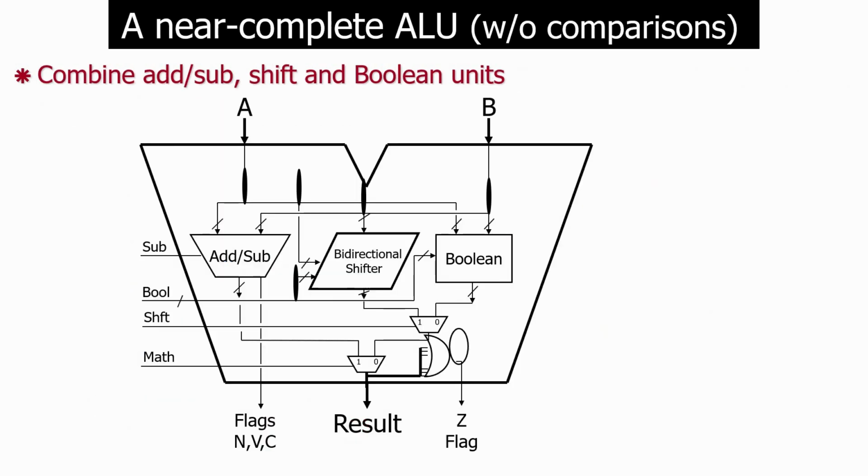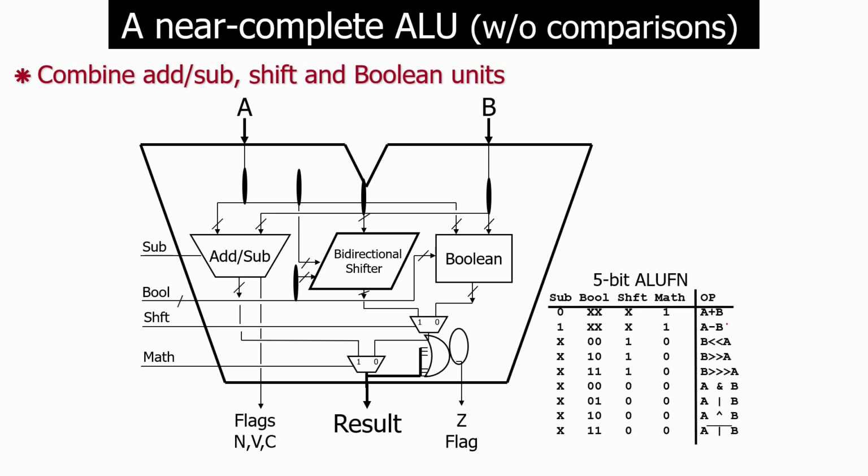Okay, so now that we have each of those pieces, we can make a near-complete ALU that has the addition and subtraction module, the bidirectional shifter module, and the Boolean module. And what happens is you have your input A and B going into each one of these, and you simply put your control bits in, and those will go through a multiplexer that allows you to indicate which one of these operations you're going to do. And the way you indicate these operations is with your opcode in your MIPS instruction.